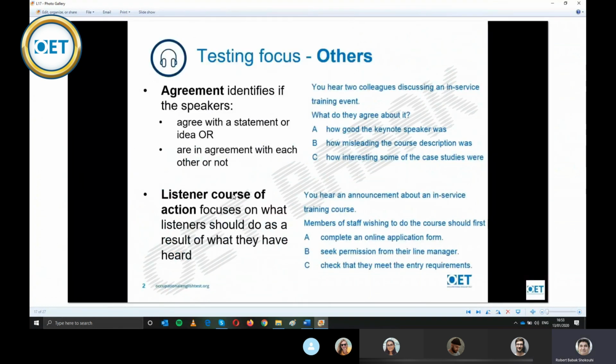Agreement and course of action. So it is variable. So there are so many different focuses here.